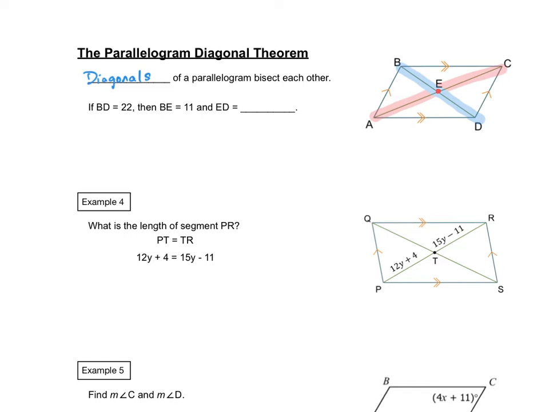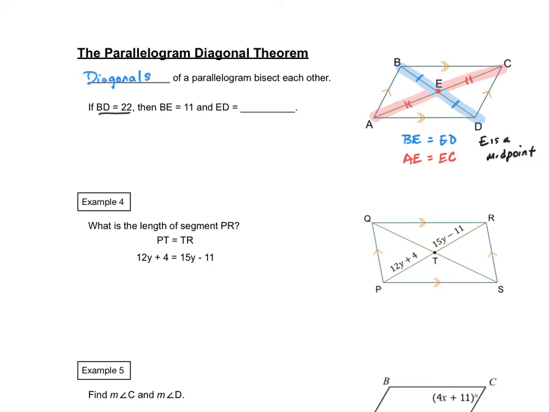So I can tell you that if they bisect each other, that means BE is going to be equal to ED, and then AE is going to be equal to EC. And the last thing that I know, since those two bisect each other at point E, is that point E is a midpoint, because it is in the center of both of those diagonals.